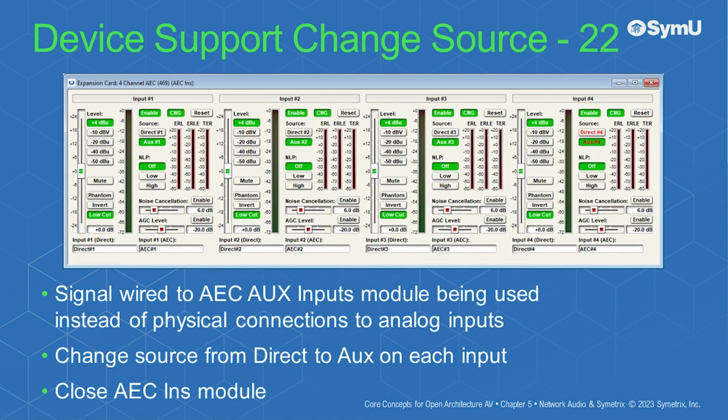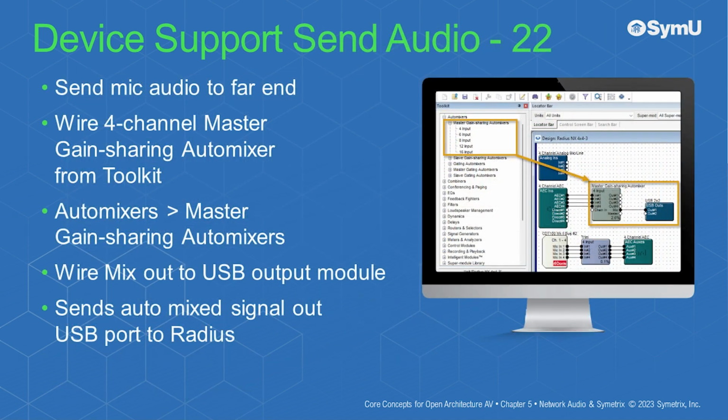Since a signal wired to the AEC aux inputs module is being used instead of physical connections to the analog inputs, change the source from direct to aux on each input. Then close the AEC inputs module. To send the mic audio to the far end, wire a 4-channel Master Gain Sharing Auto Mixer from the toolkit under Auto Mixers, Master Gain Sharing Auto Mixers. Then wire the mix out to the USB output module. This sends the auto-mixed signal out the USB port to the Radius.